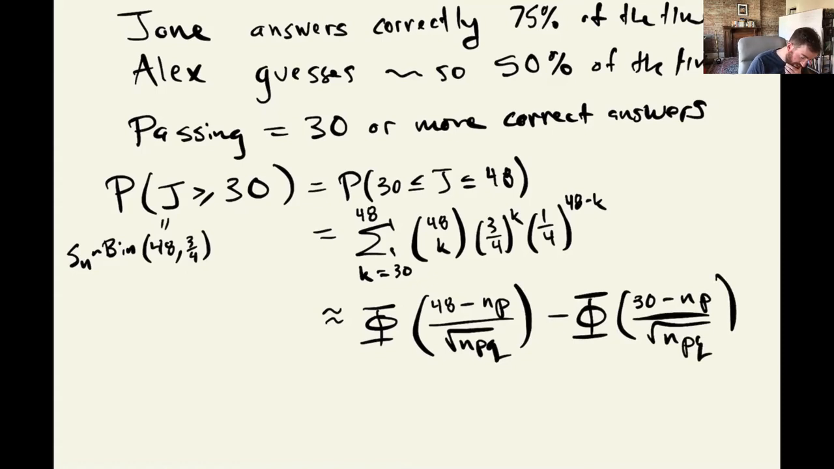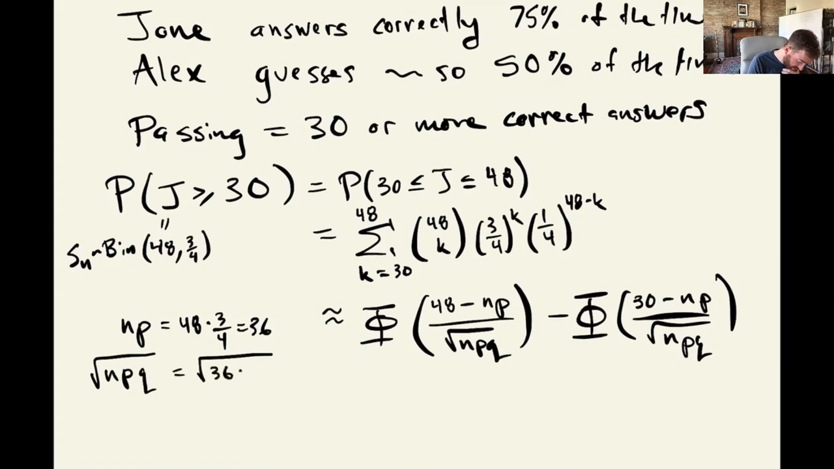So what do np and npq work out to be in our case? Well, n times p is 48 times 3/4, which ends up equaling 36. That's the expected number of questions that Jane's going to get right. She gets 75% on the exam, and 75% of 48 is 36. Now, what about the standard deviation? Well, now I have to take the square root of npq. That's already np right there, so here's 36 times 1/4. Well, 36 is 9 times 4, so this ends up equaling the square root of 9, which is 3.